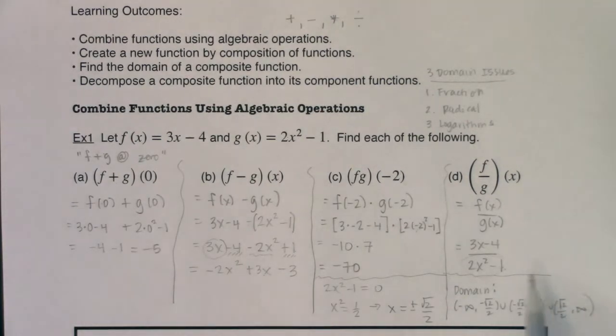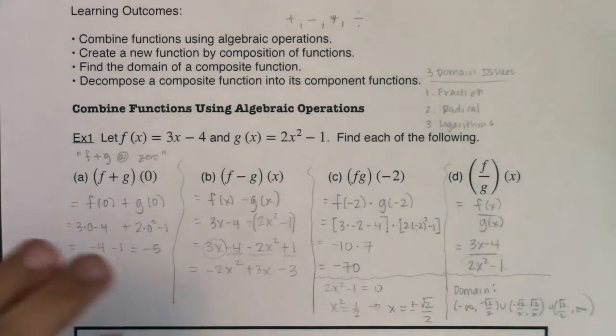Because I ultimately need to throw root 2 over 2 and negative root 2 over 2 out of my domain. So again, you can see I started all the way left to all the way right, but I ruled out negative root 2 over 2 and positive root 2 over 2 because those were the two numbers that zeroed out my denominator. And if you're not sure, you could always check it.